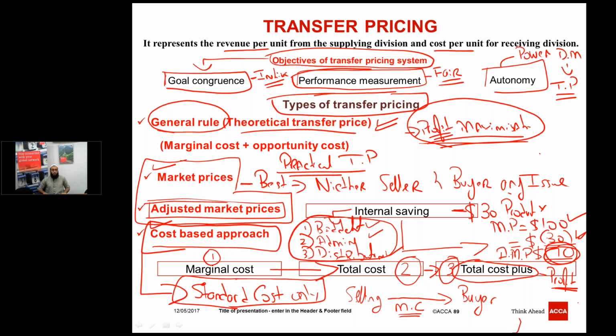Okay, my friends. The last thing, as I'm moving on towards the next area, is that if you are asked to use market price or cost base, that will be clearly mentioned in the paper.